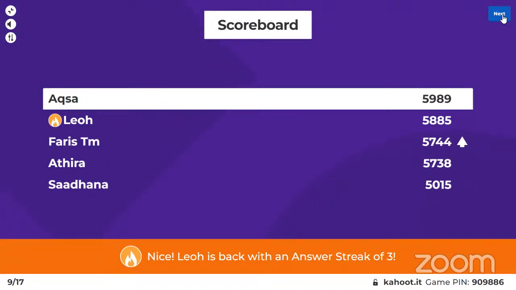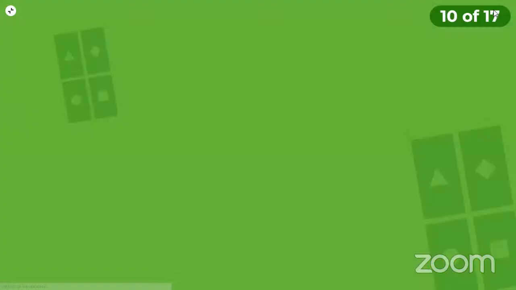Aqsa and Leo remain there. I think the top 5 has not actually changed much. Faris is still there. Athira and Saadhana are there. Leo is back with an answer streak of 3. So Leo has got 3 answers correctly on the trot continuously. That's good going, Leo. Let's take a look at question number 10.